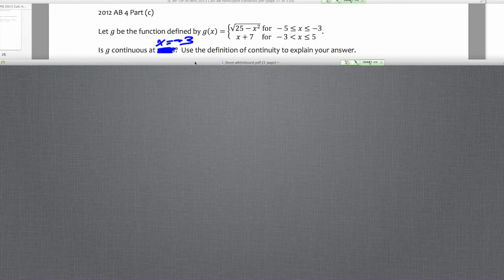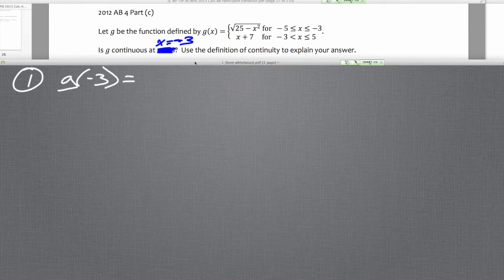Plug it in. What do you mean by plugging in? What is it I'm finding? The y, so the function value? You want to find the function value. All right. So we'll say part 1 is finding the function value. We want to find g of negative 3. Which one do I plug into to get g of negative 3?